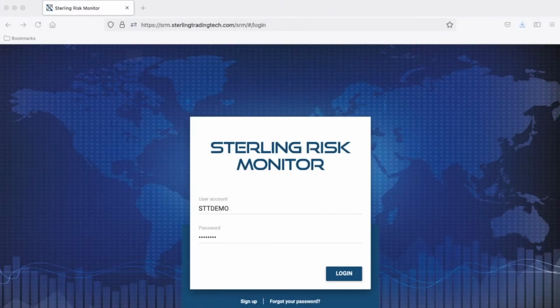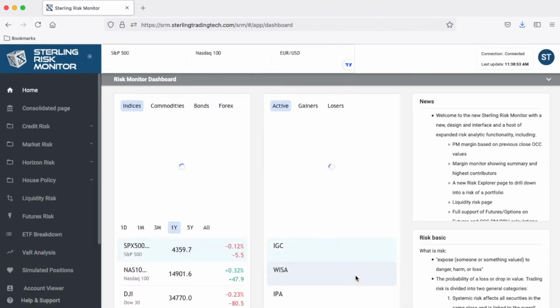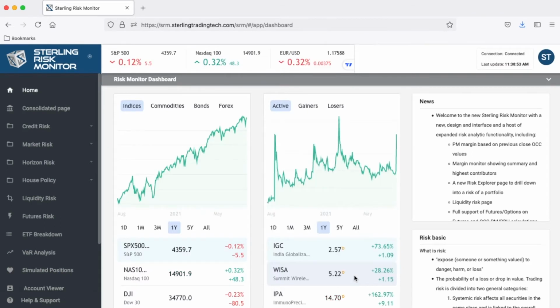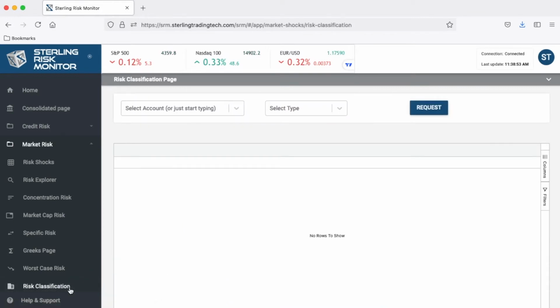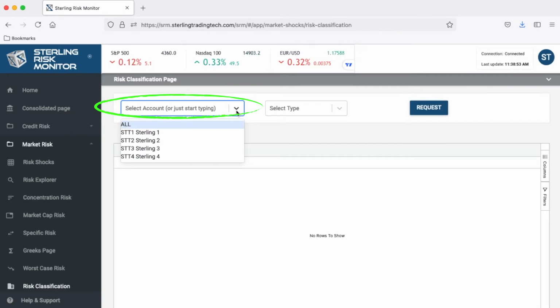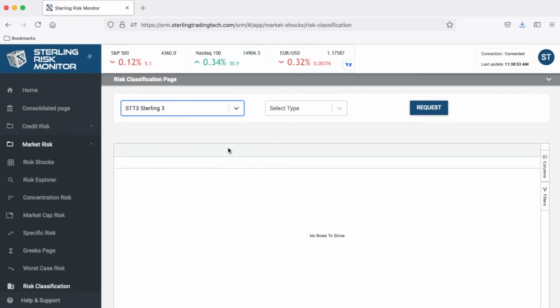The Sterling Risk and Margin Monitor has the ability to look at the risk of a portfolio or all portfolios based on various categorizations. To access this information, click on the Market Risk tab and then Risk Classification. From there, you can select either a single account or all accounts. First, let's take a look at account STT3.